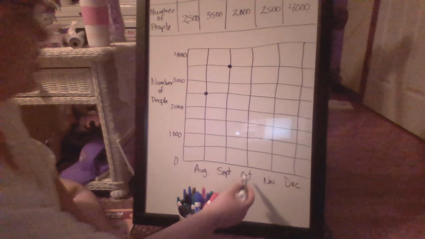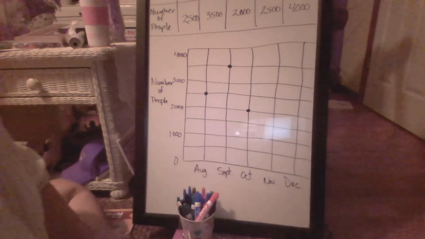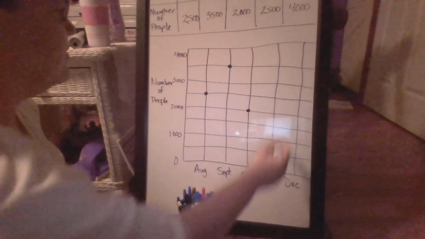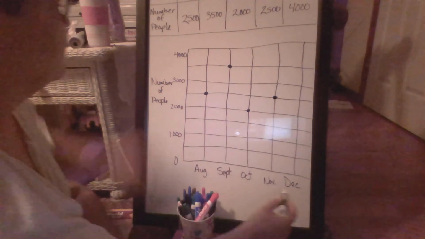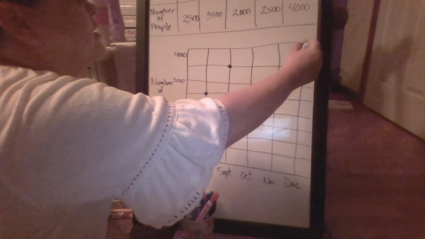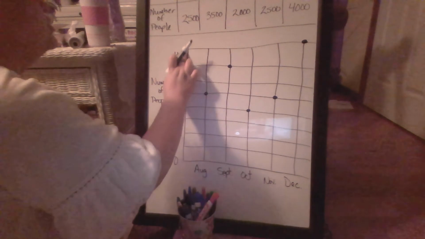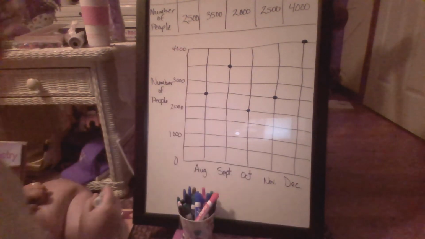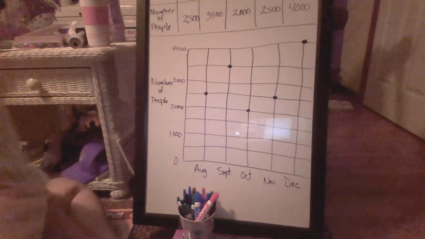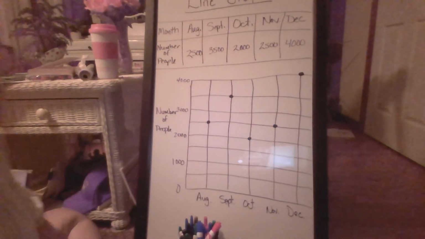In October, there were only 2,000. And in November, there were 2,500. And in December, there were 4,000. So I'm going to take that one all the way up there. And that 4,000 should be a little bit higher up. There we go. All right, now, in order to make the graph, we have to connect the dots.